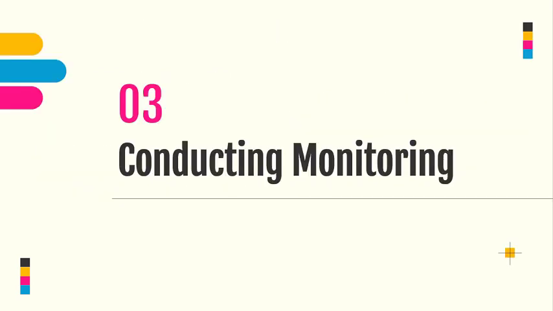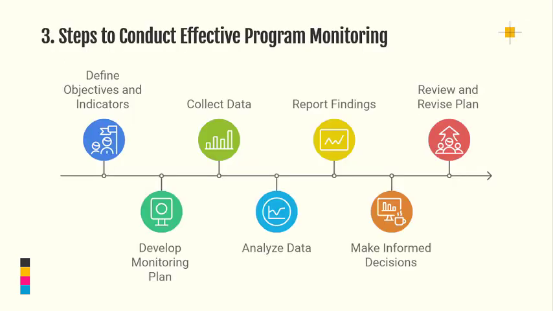One would wonder, how can I conduct monitoring? I've implemented a project, but how can I conduct monitoring? So in the next slides, I'm going to share with you how to conduct monitoring or how to monitor a project. These are some of the steps that you need to take to conduct an effective program monitoring. The first thing that you need to do is define your objectives and indicators. Then you develop a monitoring plan. How are you going to monitor that data? Then you collect your data, you analyze your data, you report the findings, you make informed decisions based on the findings. The other thing also, you review and revise the plan.